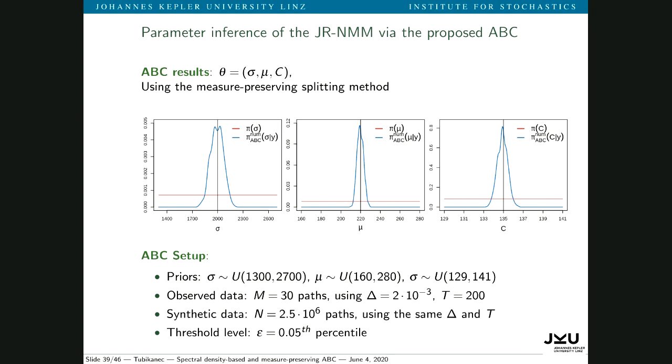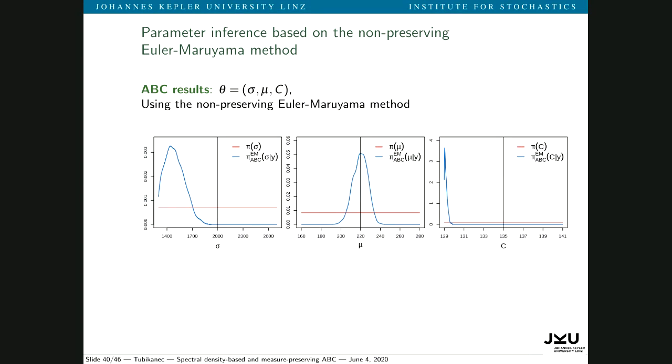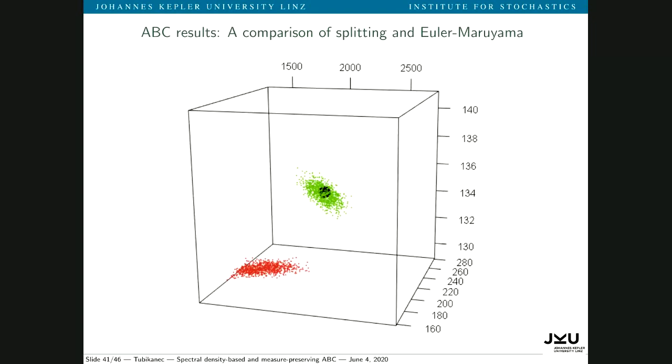Okay, and then I'd like to show you once again what would happen if under the very same setting we use Euler-Maruyama instead of the splitting method for synthetic data simulation. And what you get are marginal posteriors which can be far off from the true values. And probably this gets even clearer by looking at another comparison that I'd like to show you here.